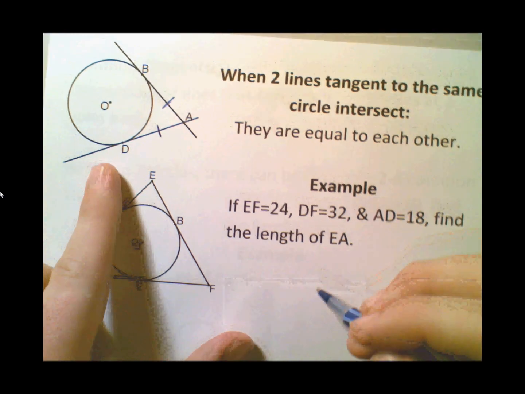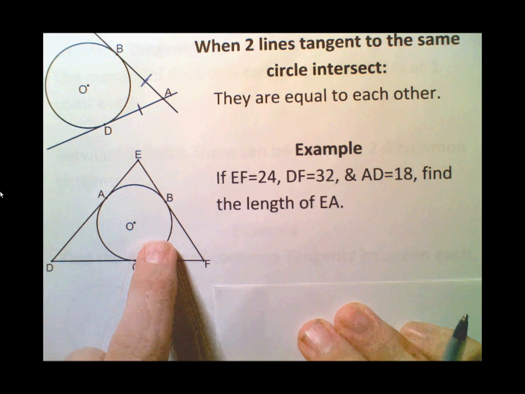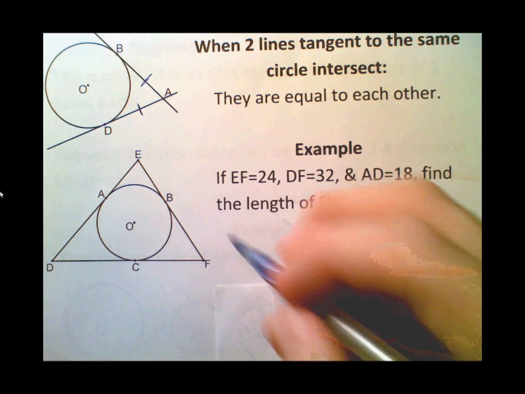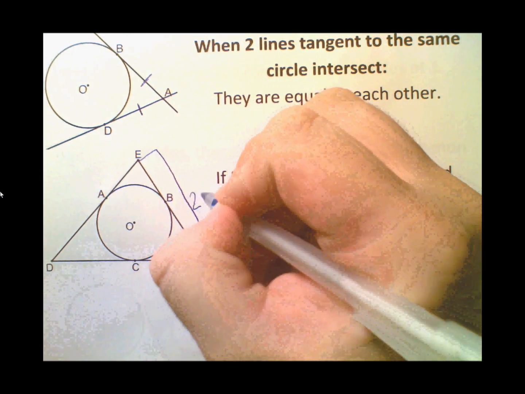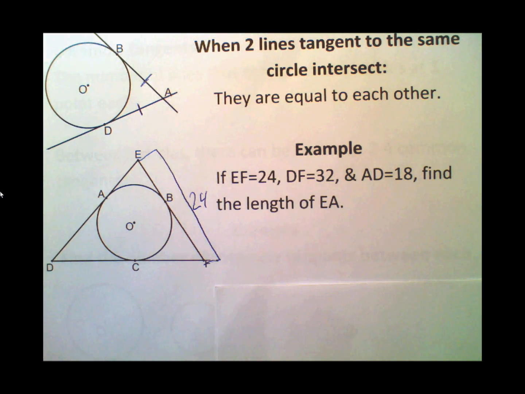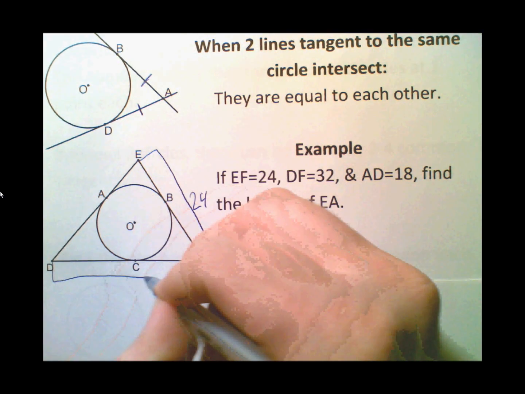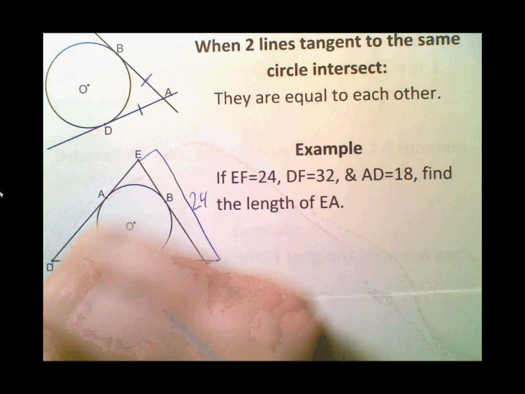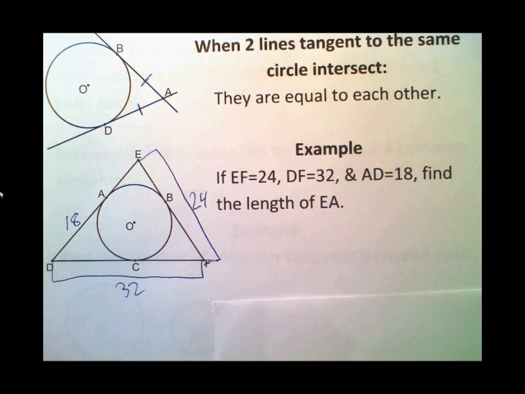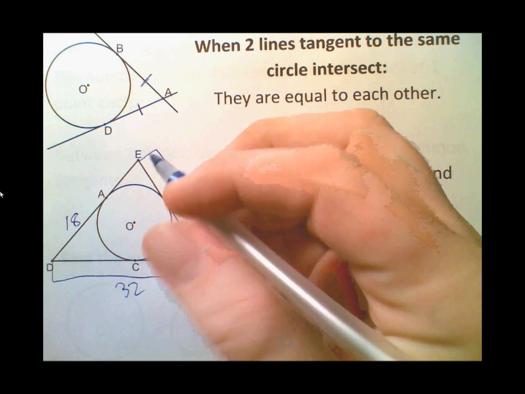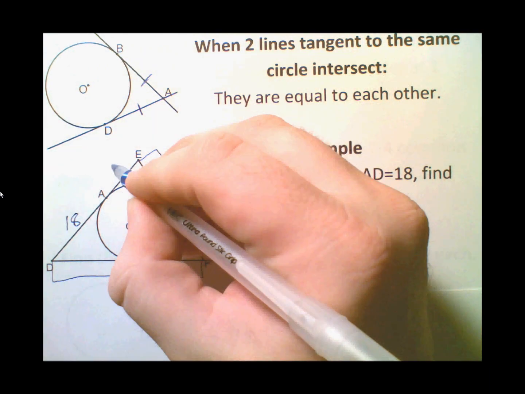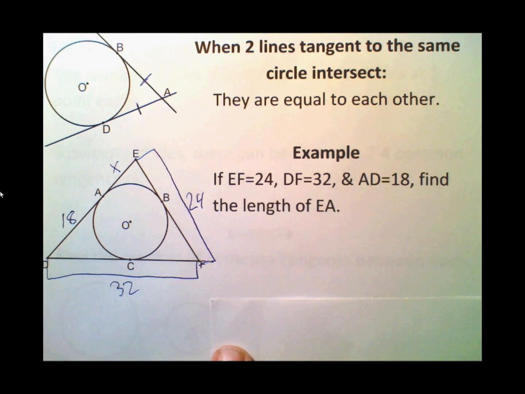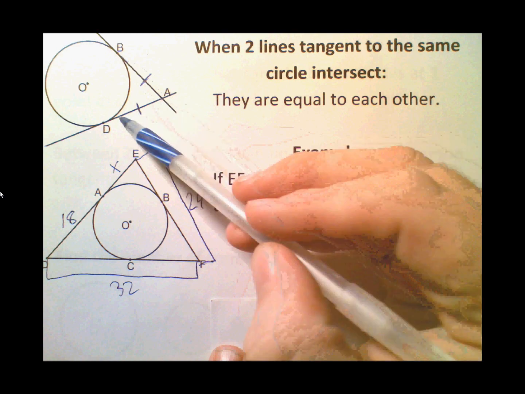now. They give you a triangle with a circle in it. EF is 24. DF is 32. And AD equals 18. I want to find the length of EA. Now, since I have no x's involved, I can easily just put an x there. The key fact is what we had before, is when the tangents are intersecting, they are equal.